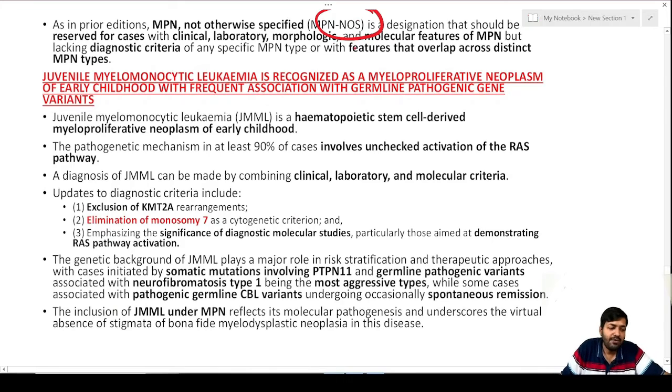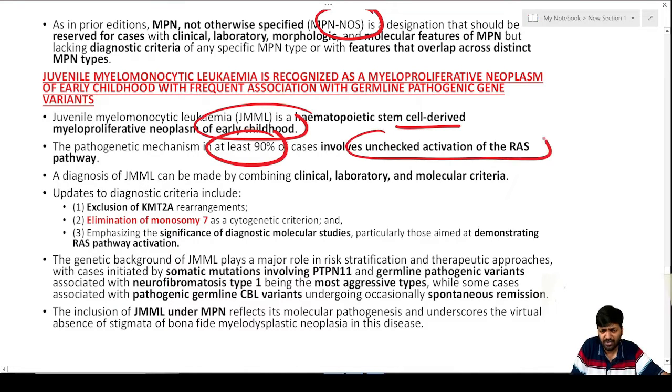Now, as we told you, JMML is now not under MDS/MPN. No dysplasia is seen over there. Mostly myeloproliferative features and RAS mutations are more common in JMML now. So let us see. It is a hematopoietic stem cell derived myeloproliferative neoplasm of early childhood. The pathogenetic mechanism in at least 90% of the cases involves unchecked activation of the RAS pathway. RAS pathway means excessive proliferation will be there, so myeloproliferation will be more with this.